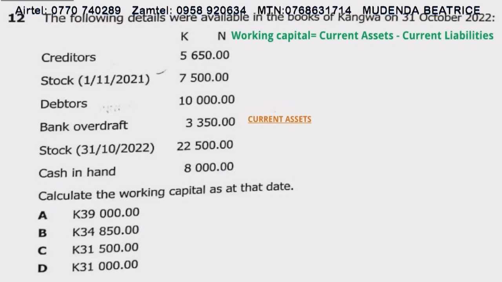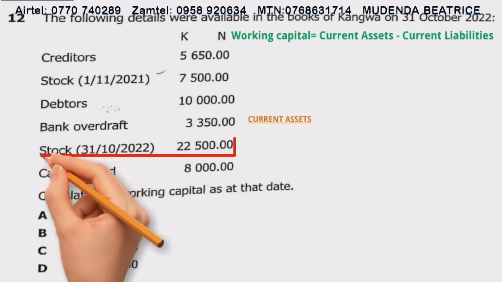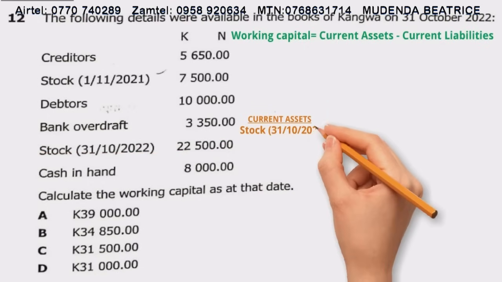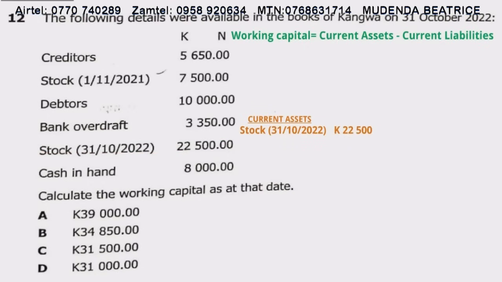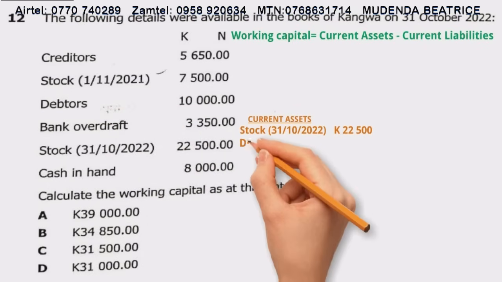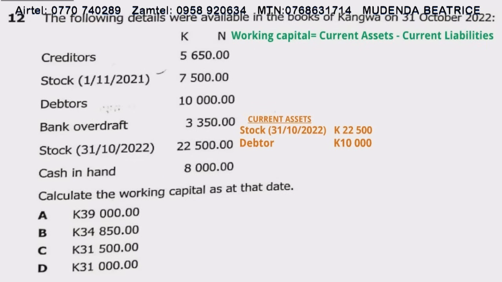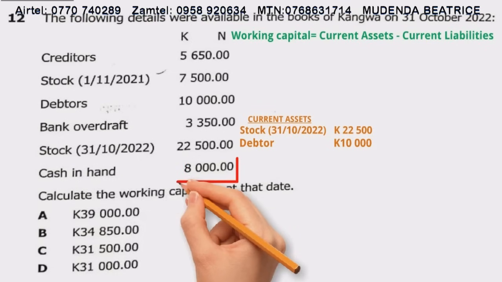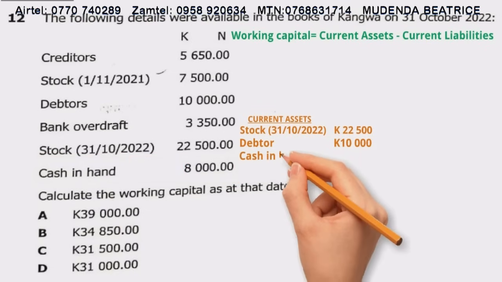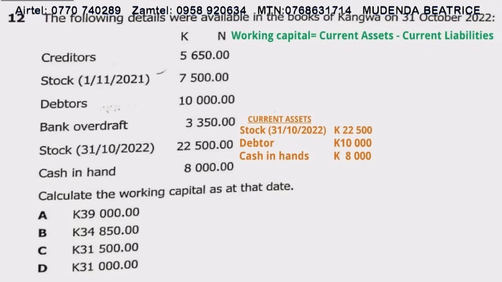Which entries are current assets? We have closing stock, which is 22,500 kwacha. The other current asset is debtors, which is 10,000 kwacha, and the other asset in these transactions is cash in hand, which is 8,000 kwacha. So these three are the current assets.